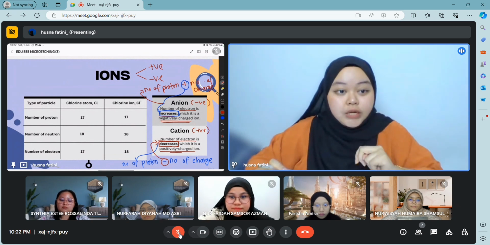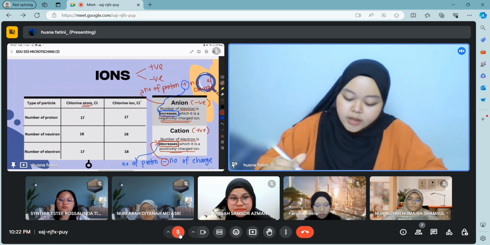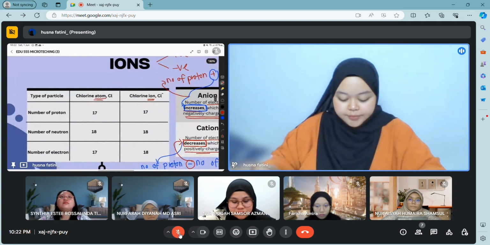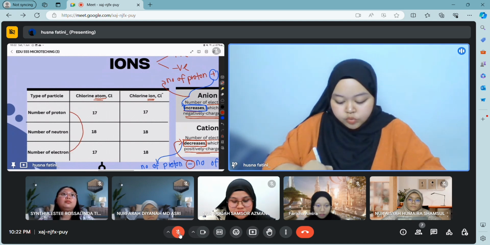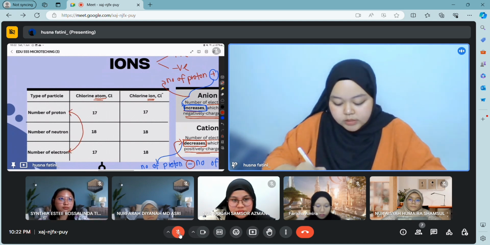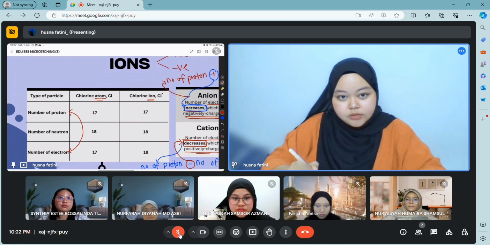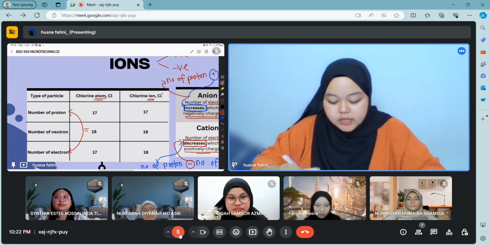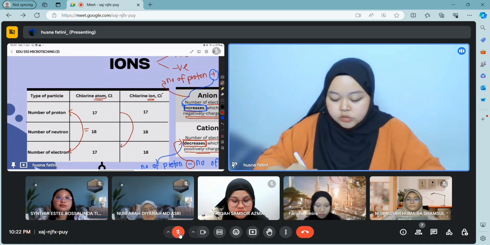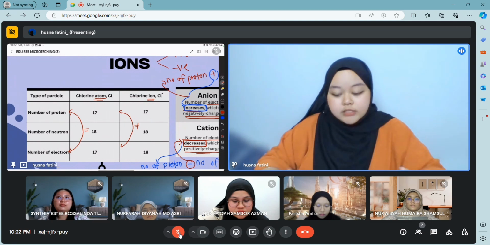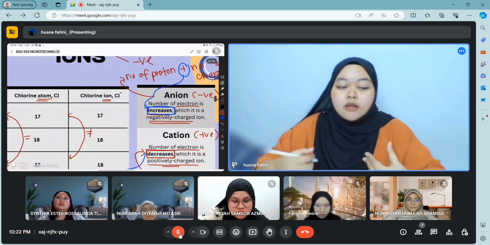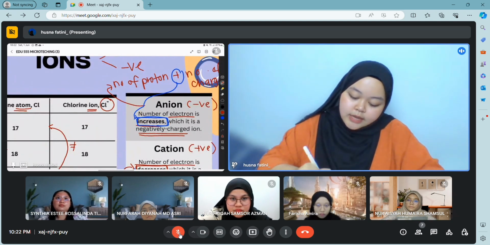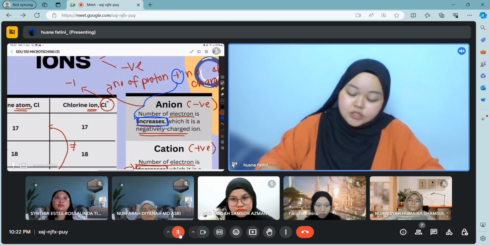Okay, let's see from this table. There are two types of chlorine, which is the first one is the chlorine atom and the second one is the chlorine ion. Like I said earlier, for the chlorine atom, the number of protons needs to be equal or not equal with the number of electrons? Equal. Yes, correct. It's equal. Meanwhile, for the ions, the number of protons is not equal to the number of electrons. It depends whether your charge is negative or positive. Like for this one, the chlorine ion, the Cl minus. Cl minus indicates a negative 1 charge.